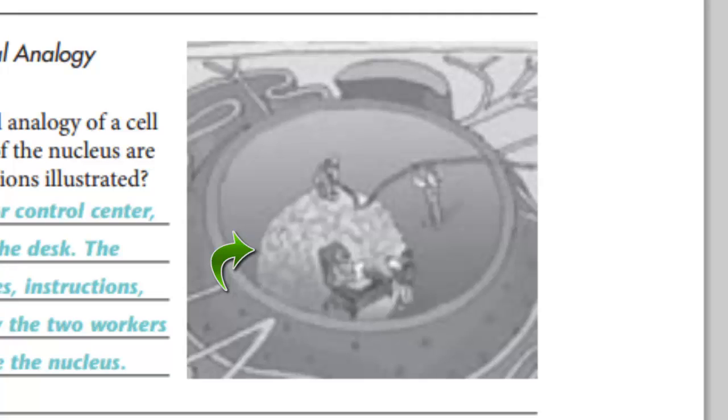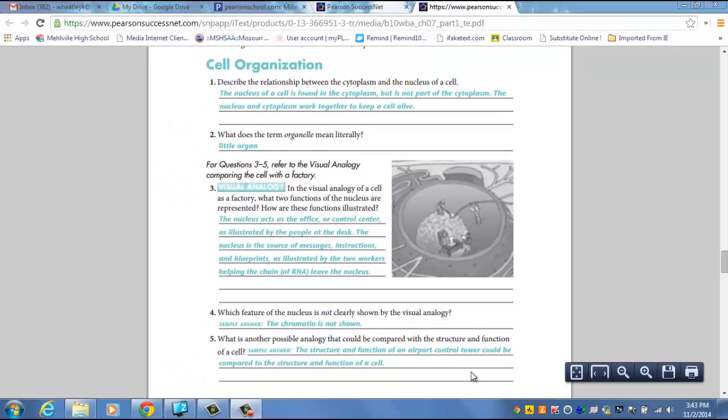The nucleus starts the message, and then it takes it to the RNA, which actually can leave the nucleus and go to another place in the cell. The feature of the nucleus does not clearly show the chromatin. We'll get into that in second semester. Another possible analogy for structure and function is an airport control tower, because they're telling something. So, you could do that however you wanted to.